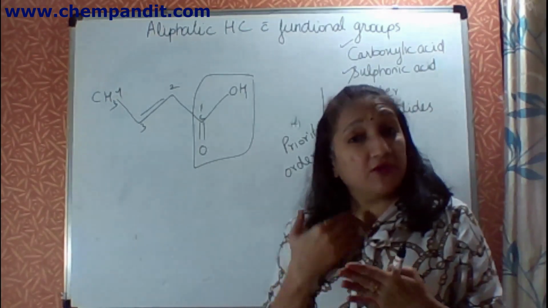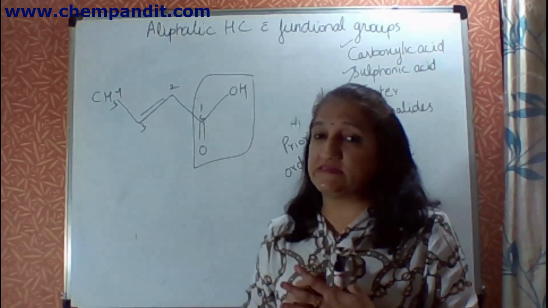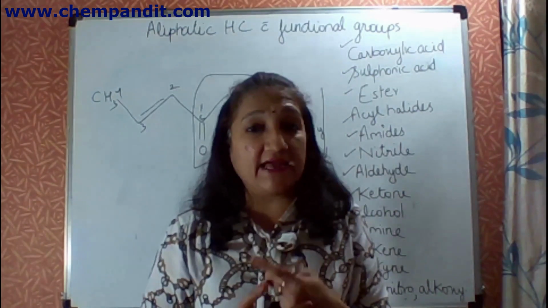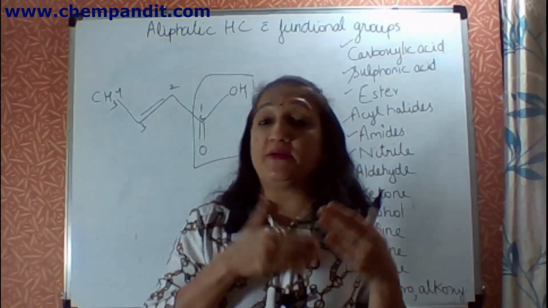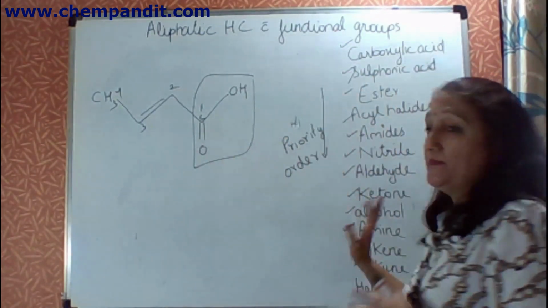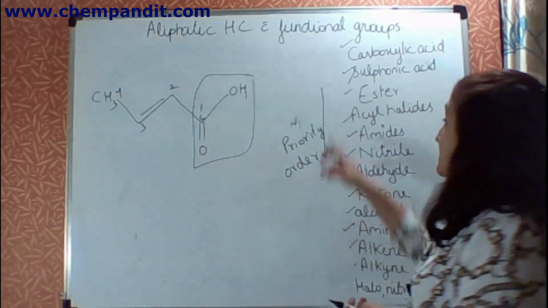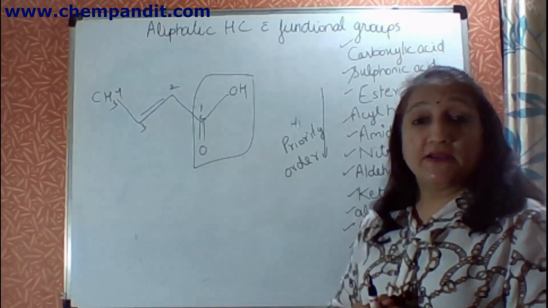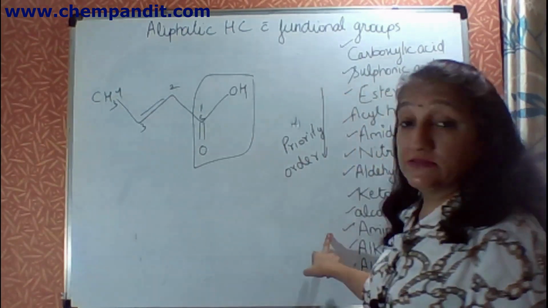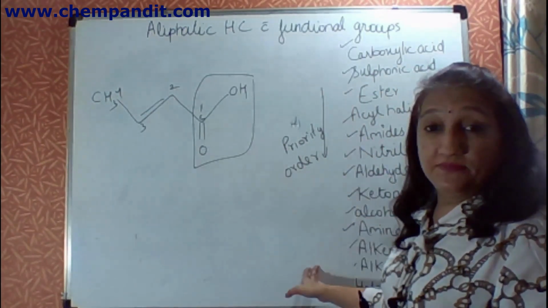Now the question is, how will you decide the priority of the functional groups? How will you decide which functional group is to be taken as the primary one? Now in this case, this table will help you. This is the priority order, the priority table. The priority order decreases down the column.